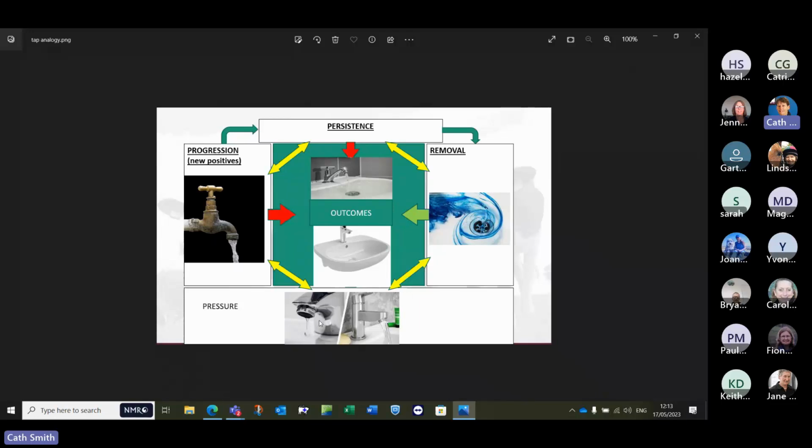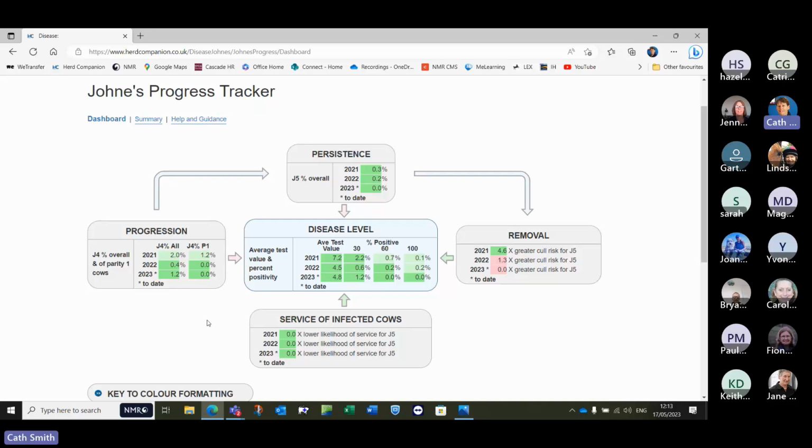Your pressure is down here. My analogy isn't really working, is it, for me? But there you go. What are you doing to these infected cows? Are you serving them? And then we've got removal, which is the easiest bit. You pull out the plug and you get rid of these infected cows. So just as a comparison there, if that helps you in any way whatsoever, probably not with my explanation.